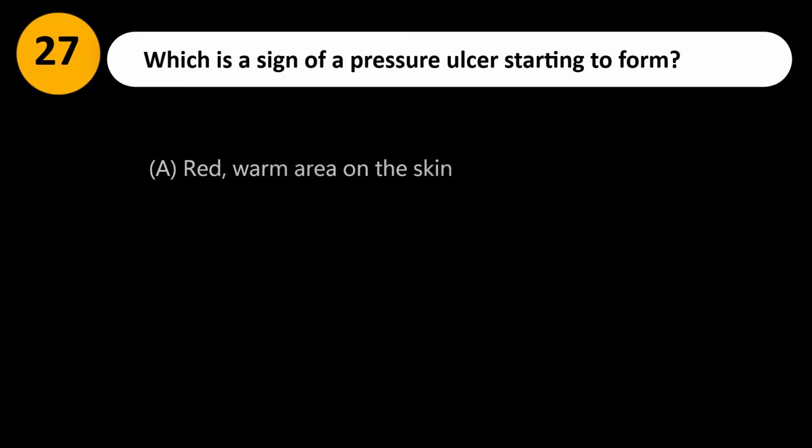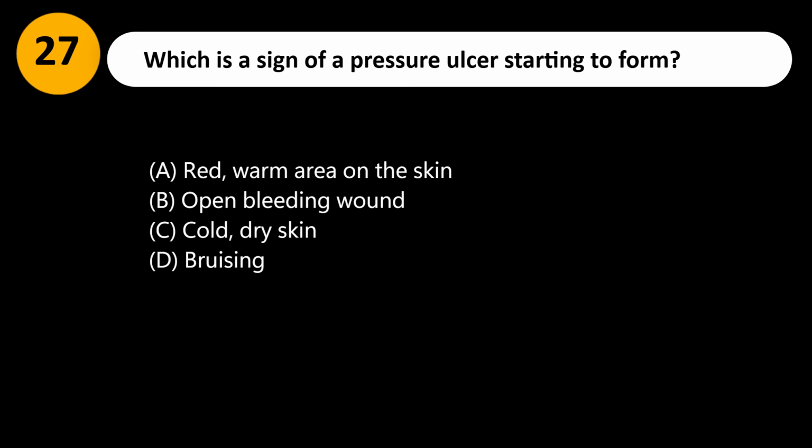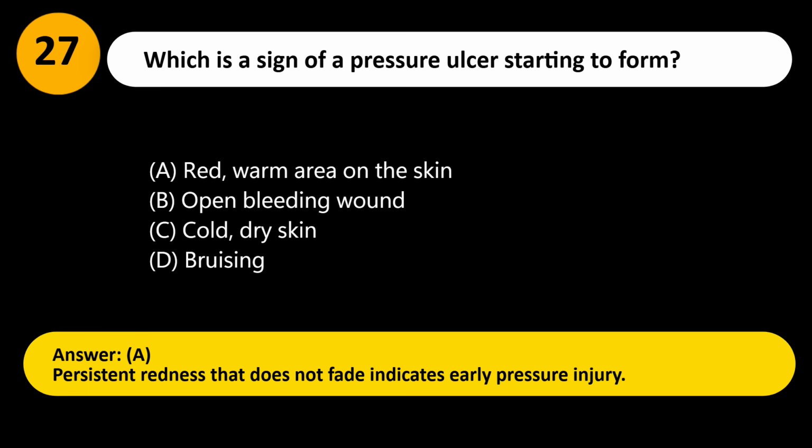Which is a sign of a pressure ulcer starting to form? A. Red, warm area on the skin. B. Open bleeding wound. C. Cold, dry skin. D. Bruising. Answer, A. Persistent redness that does not fade indicates early pressure injury.